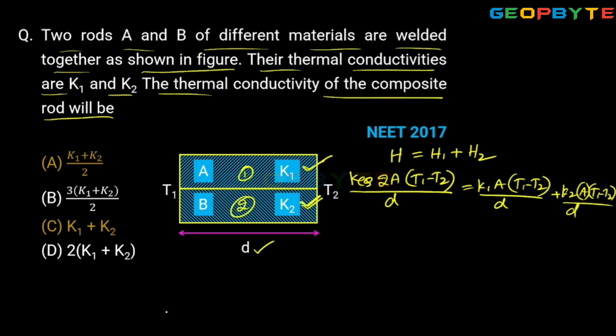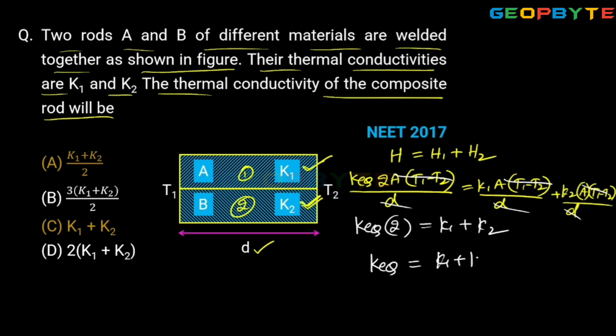Now here, A into T1 minus T2 cancels on both sides. Of course, D is also cancelled. K equivalent into 2 equal to K1 plus K2. Therefore, equivalent thermal conductivity equal to K1 plus K2 divided by 2. That is the answer.